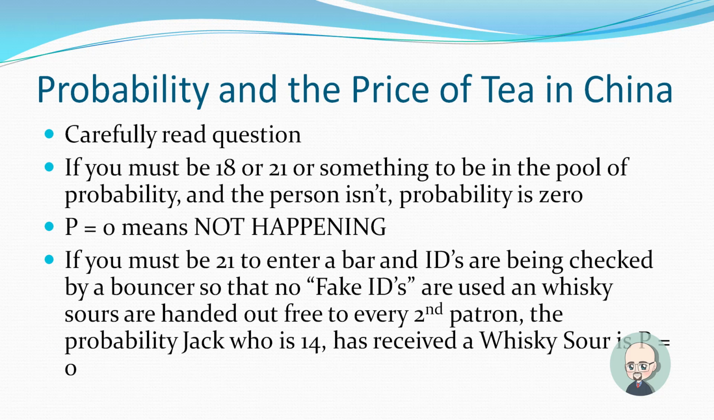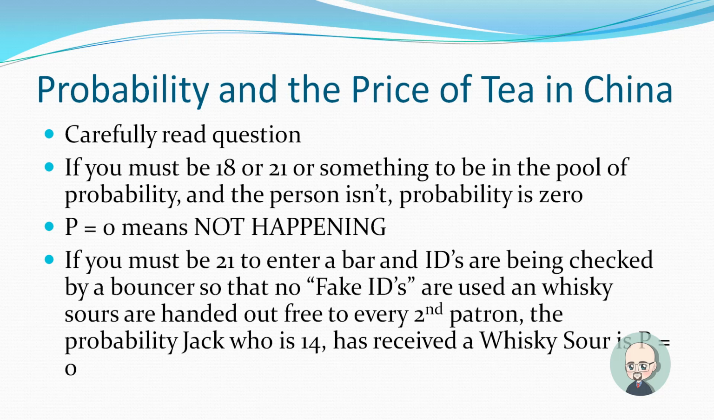Now, here's an aside, a tip and trick about probability and the price of tea in China. You know how I always say, be careful of irrelevancy? Here's an example. Carefully read the question. If you must be 18 or 21 or something to be in the pool of probability and the person or element isn't in a question, the probability is 0. P equals 0 means not happening.